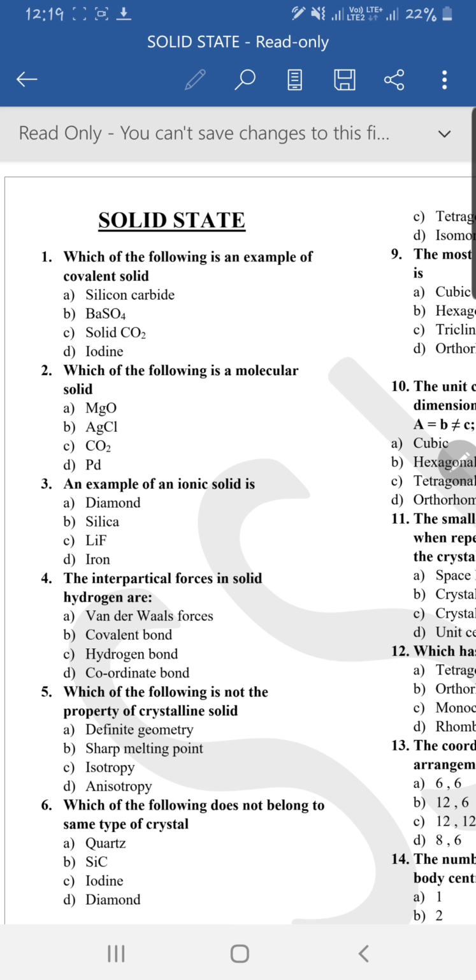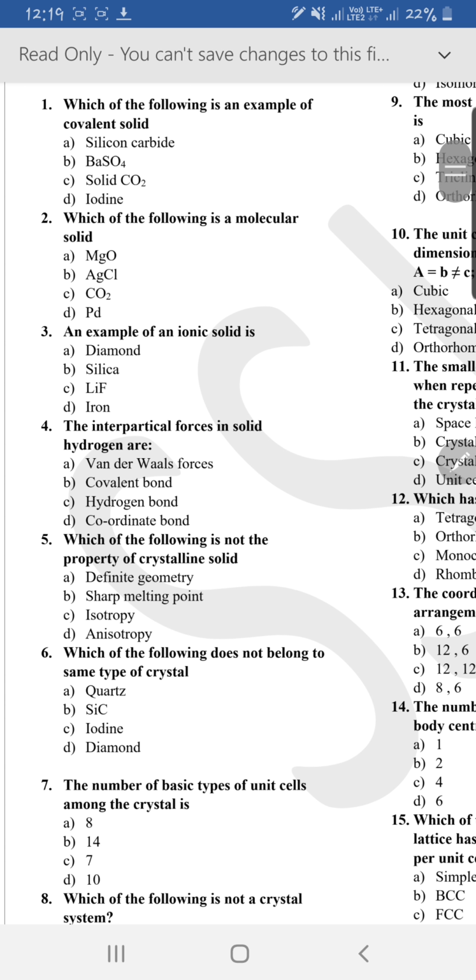Then move on to the next question. Which of the following is not a property of a crystalline solid? Definite geometry is a typical property of a crystalline solid. Sharp melting point is also a typical property. Between isotropy and anisotropy there is a lot of confusion. When to use the word isotropy, when to use anisotropy. If you measure in all directions and they are the same, then it is isotropy. If they are different, then anisotropy. Therefore, the answer is isotropy, which is not a property of a crystalline solid. Then move on to the next question.